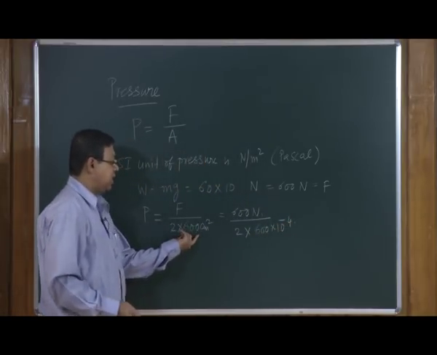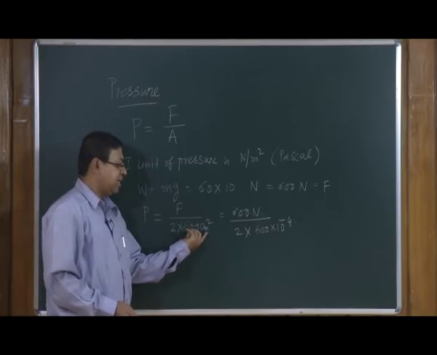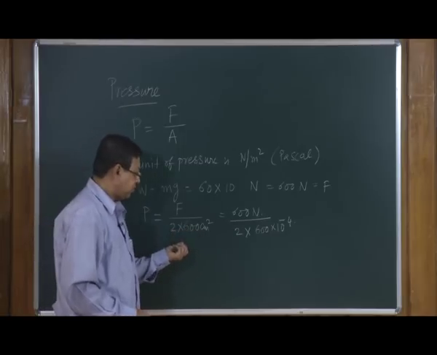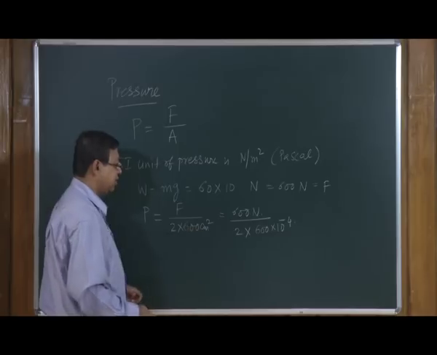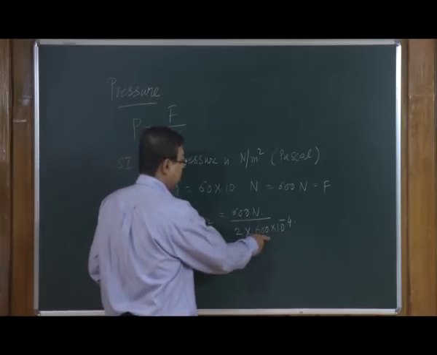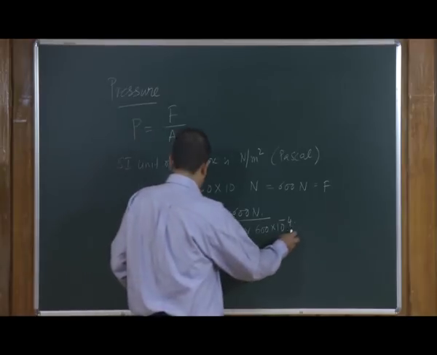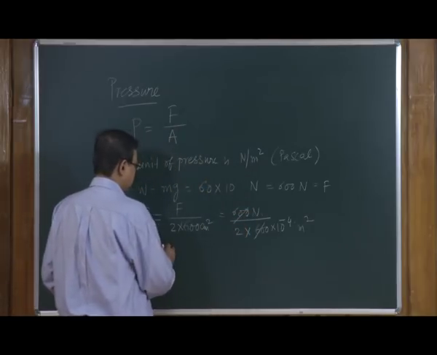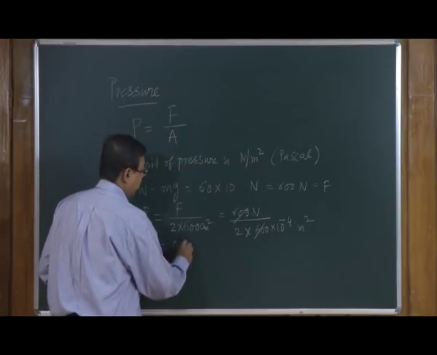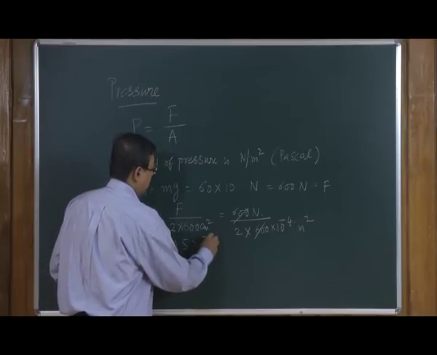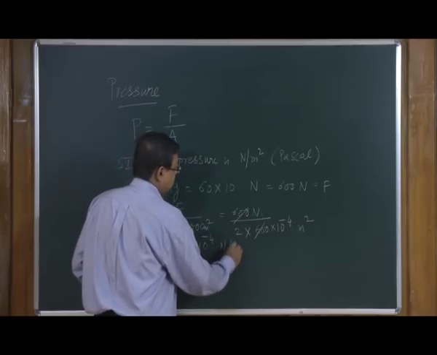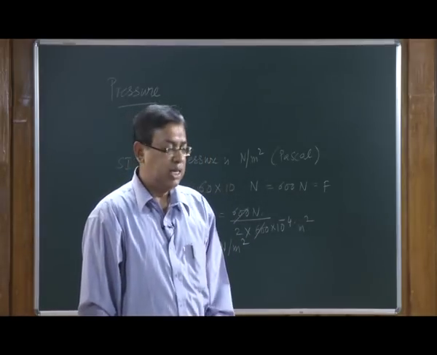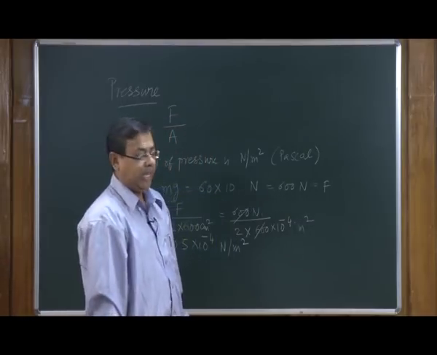So, each foot has an area of 600 centimeter square. So, there are 2 feet, each foot has an area of 600 centimeter square, 2 feet will have 1200 centimeter square. So, this is equal to meter square. So, 600 will cancel and this will be 0.5 into 10 to the power minus 4 Newton per meter square. So, that is the pressure that he exerts due to his own weight.